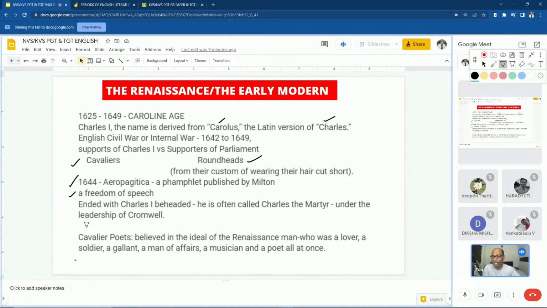And we have the Cavalier poets. Who are these Cavalier poets? They believed in the ideal of the Renaissance man who was a lover, a soldier, a gallant, a man of affairs, a musician, and a poet all at once. So they believed that the Renaissance man, the early modern man, is a lover of nature, a soldier, a gallant, a man of affairs, a musician, and a poet. They thought that man must be innately good, so they tried to understand man and to believe that the Renaissance man is the best one. But we will come to know that depending upon the ideology and the perception of humans, the literature also changes.